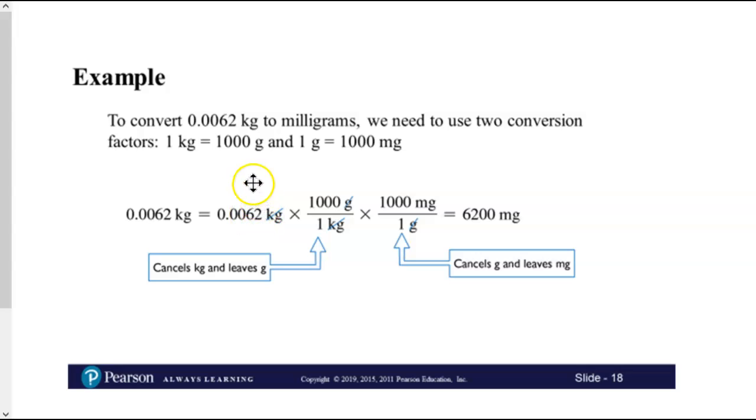Same thing with converting kilograms to milligrams, and we know that we're going to end up with a lot more milligrams than we are kilograms. Note that the kilograms is a very small number because it is 0.0062 kilograms, measuring units of 1,000 to milligrams.